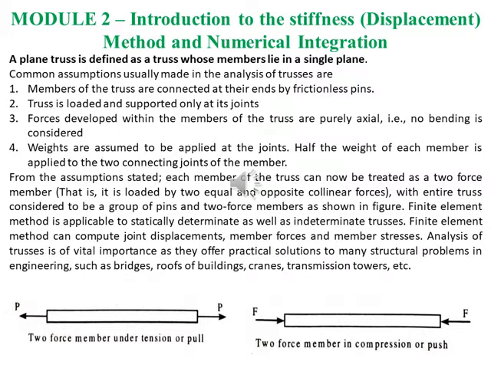A two force member under tension or pull is shown here, and a two force member in compression or push is also shown at the bottom of this slide. In the next slide, let us derive the equation for the stiffness matrix of the truss element.